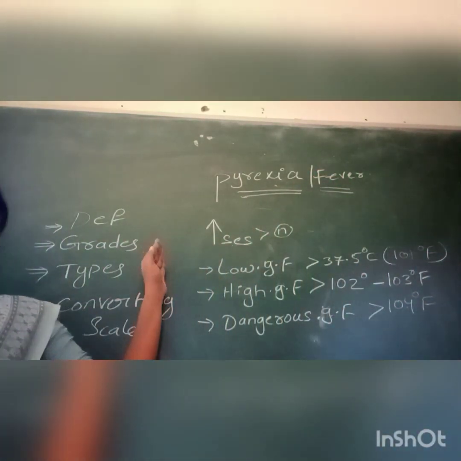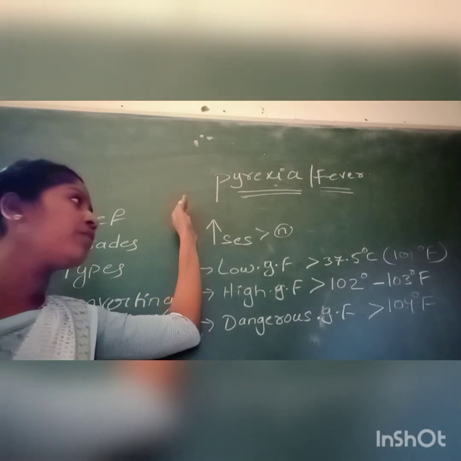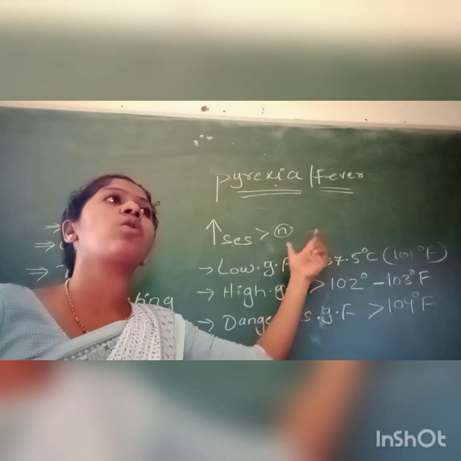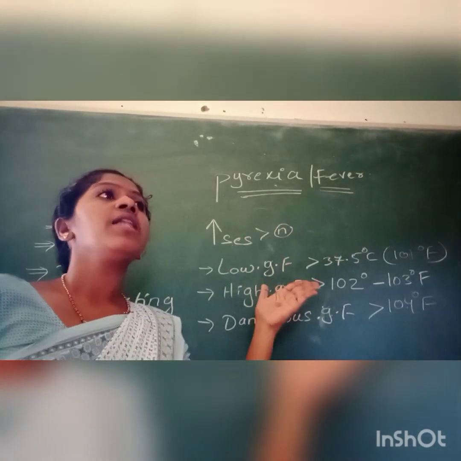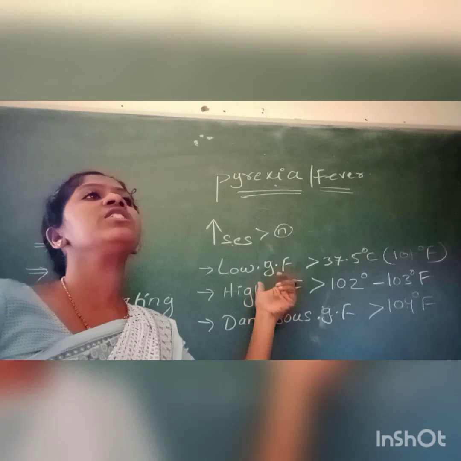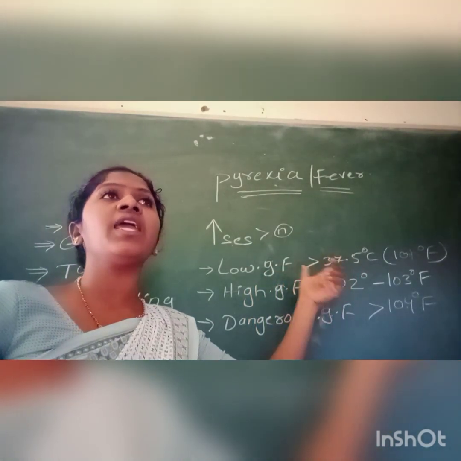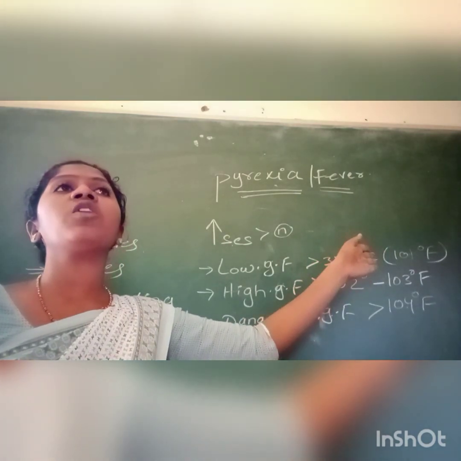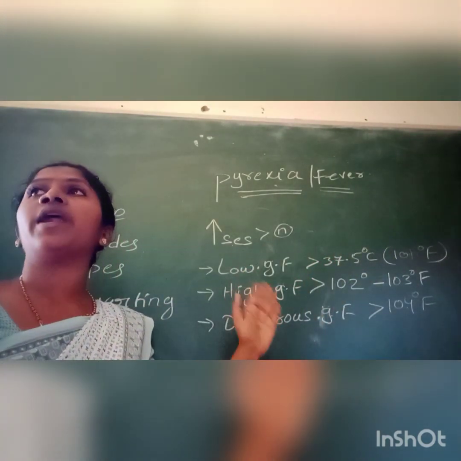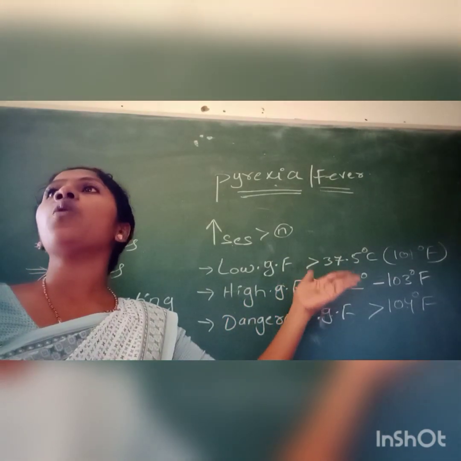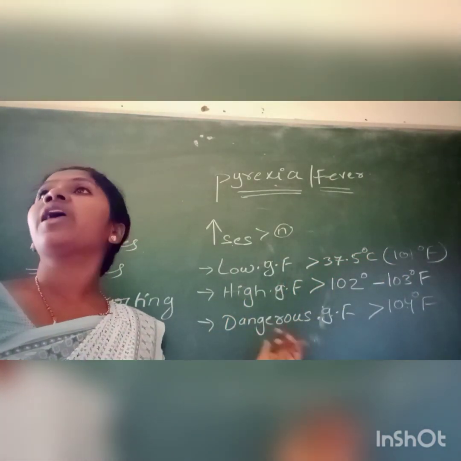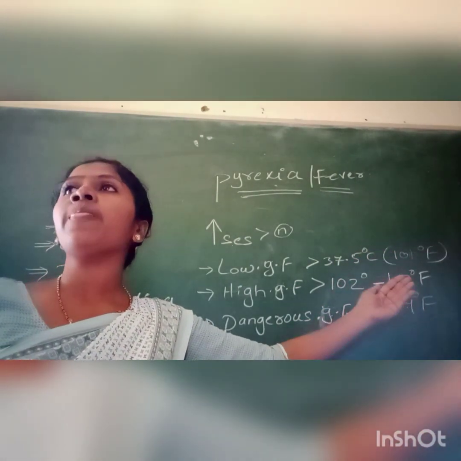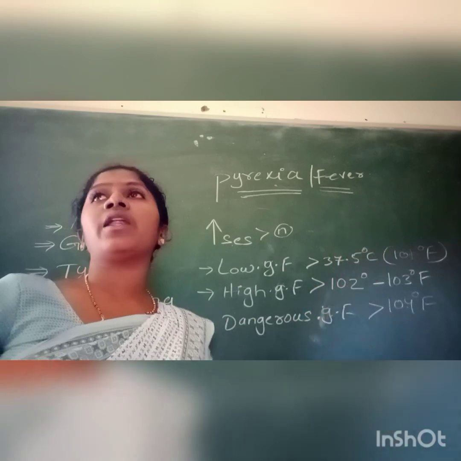So the definition of pyrexia or fever is if the body temperature rises more than the normal range, that is called pyrexia or fever. There are mainly three grades. The first one is low grade: if the body temperature is above normal and below 101 Fahrenheit. High grade is 102 to 103 degree Fahrenheit. Dangerous grade fever is more than 104 to 106 degree Fahrenheit.